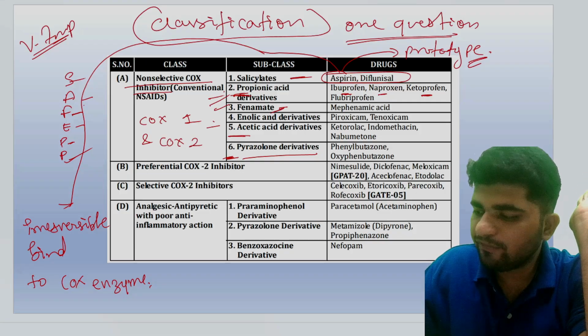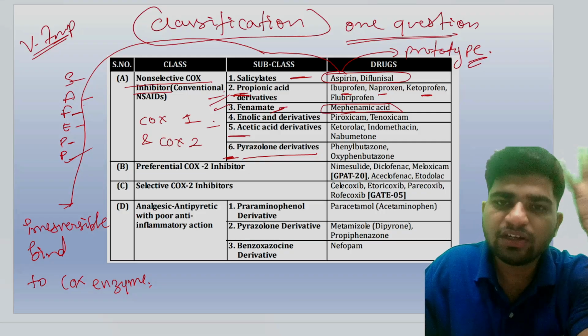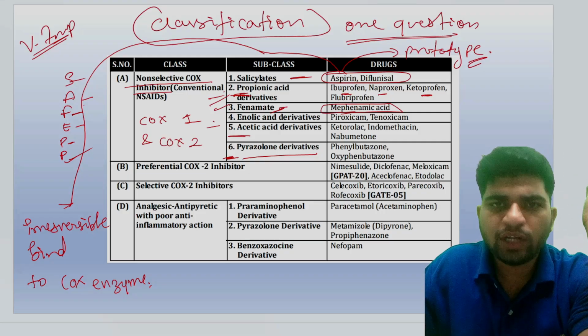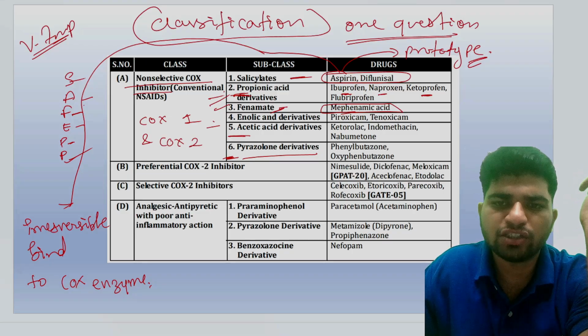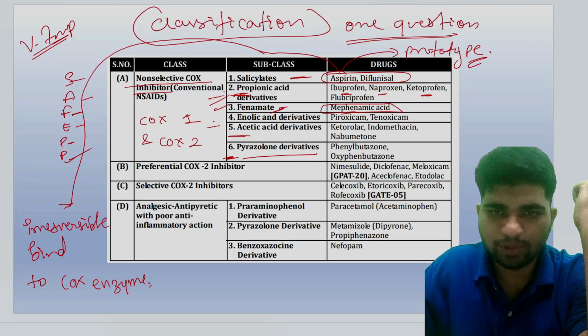All right. Fenamate, mefenamic acid, which is generally used for the spasmodic activity, antispasmodic activity. Generally, in the time of the menstrual cycle, women do take this mefenamic acid as an antispasmodic drug. All right.